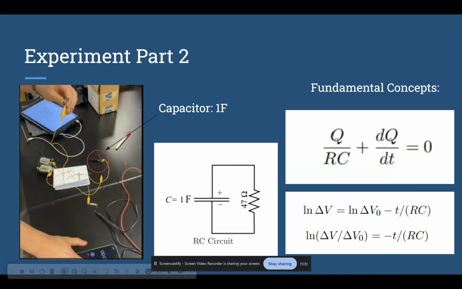So for the second part of the experiment, we have a capacitor, and we use this capacitor to charge light bulbs. I wasn't able to get the video up, but this is a picture showing the setup. What we need to know for this is the amount of time it takes for a capacitor to charge and discharge, since the equation is exponential, which means that we should predict that it should decay exponentially.